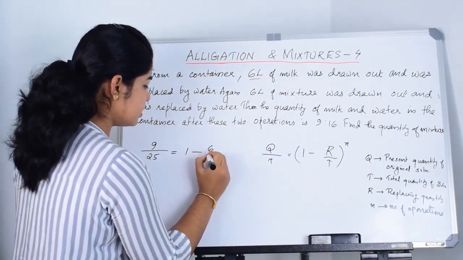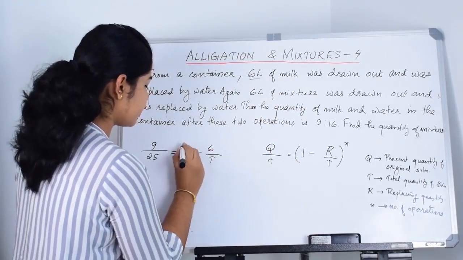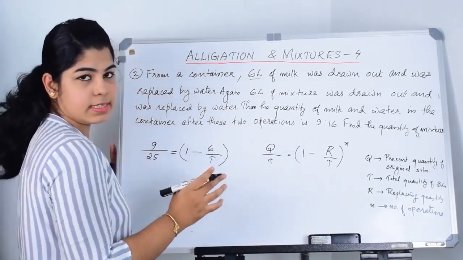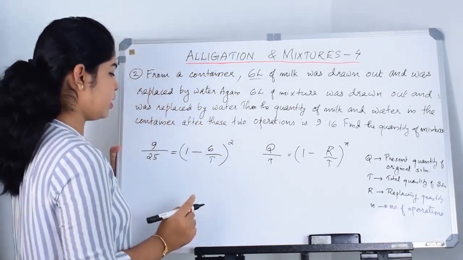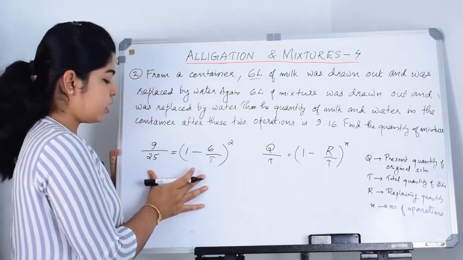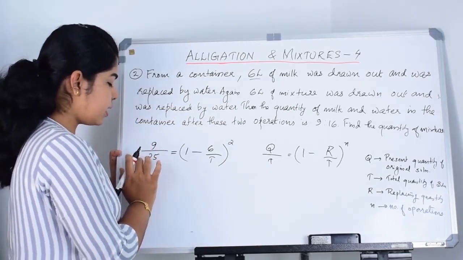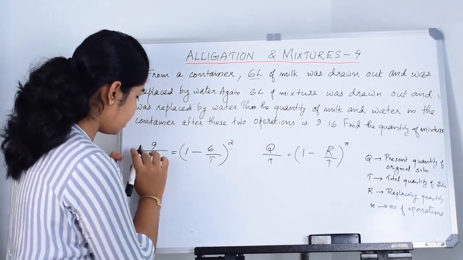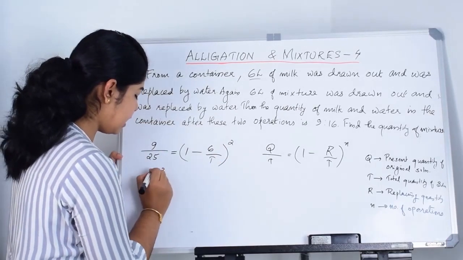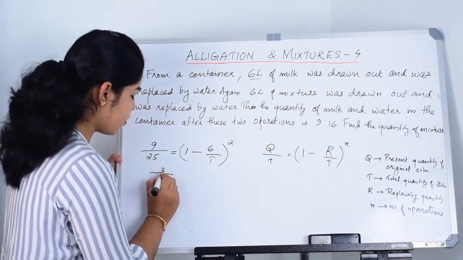So (1 − 6/T) whole raised to N. N is the number of operations and that is 2 here. So we can write 2 here. In the next step, we need to find the square root of 9 and 25. Then we'll cancel 2 from this equation. So here the square root of 9 is 3 and the square root of 25 is 5.